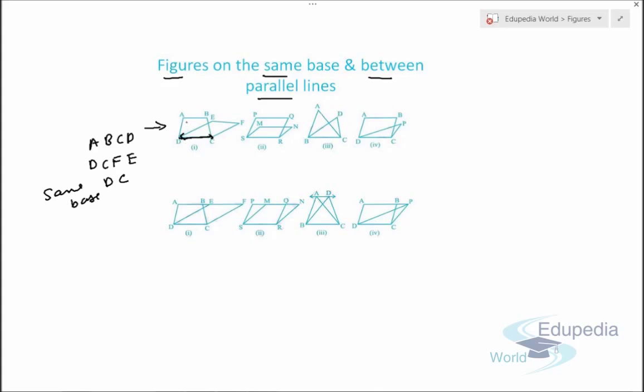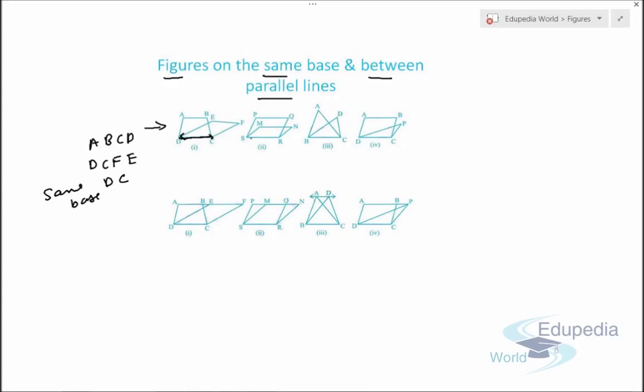Means in both of these figures, DC is a common side, and from the base DC exactly the two figures are drawn. However, these two figures are not between the same parallel lines, but they are between the same base. So same base means that the two figures should have the same length and the common base.